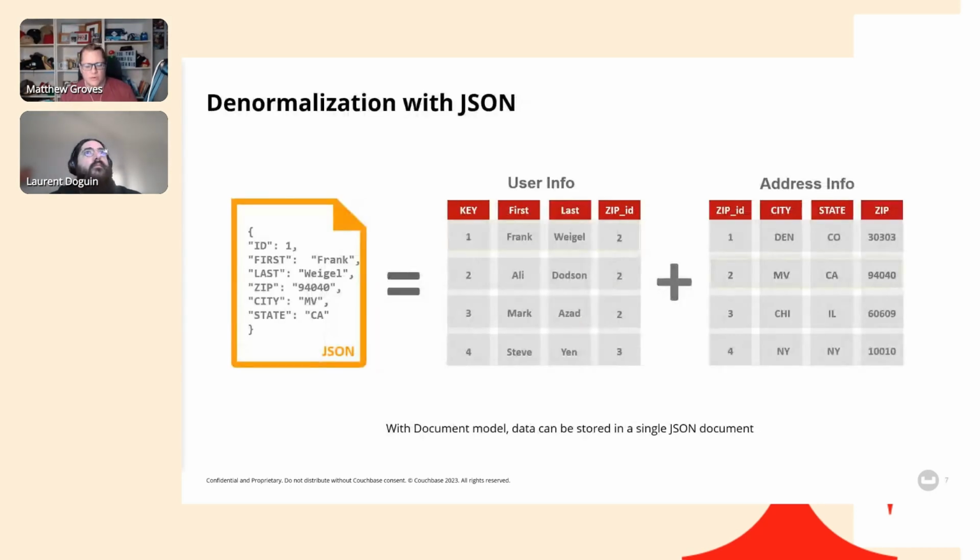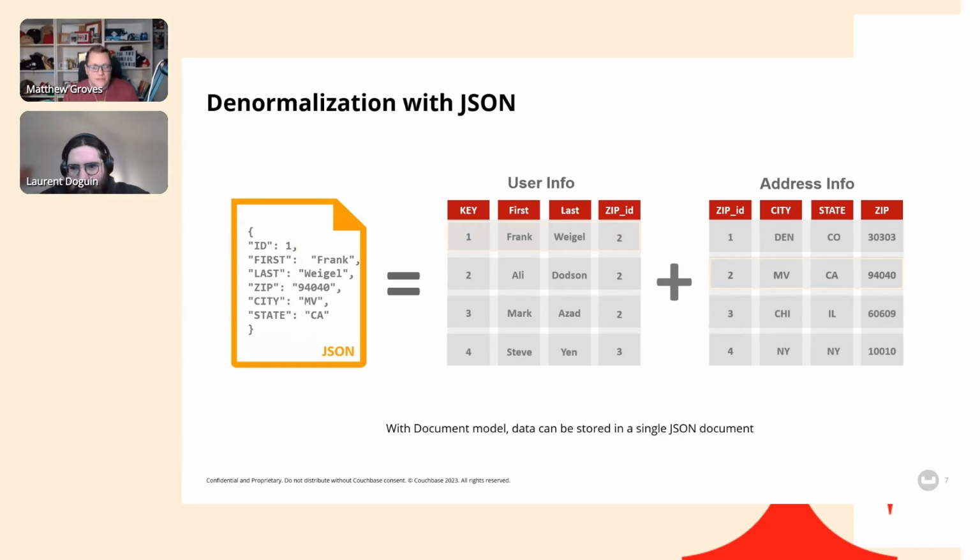Now with JSON, one approach you can take is called denormalization. So we can combine the data from those two tables, even if there's multiple addresses, into one document. So why would we do that? And let's go back to those four whys.